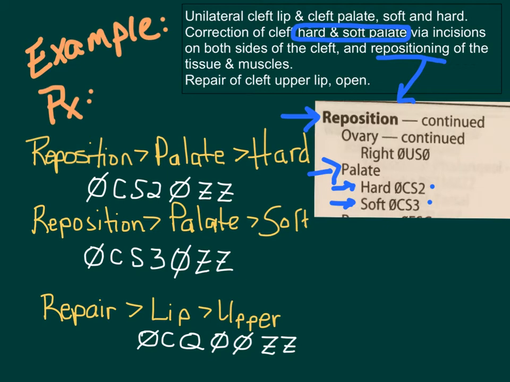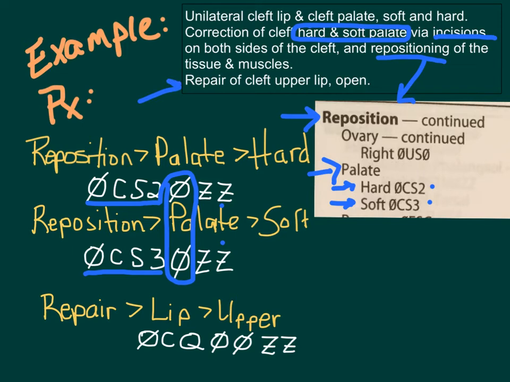So we will be pulling in reposition palate hard, which leads us to table 0CS2, and reposition palate soft, which leads us to 0CS, same table, this time the body value of 3. And then they both will have as the fifth character a 0 for open procedure, the clue word here being incisions in our documentation, and then ZZ to finish out those two codes.